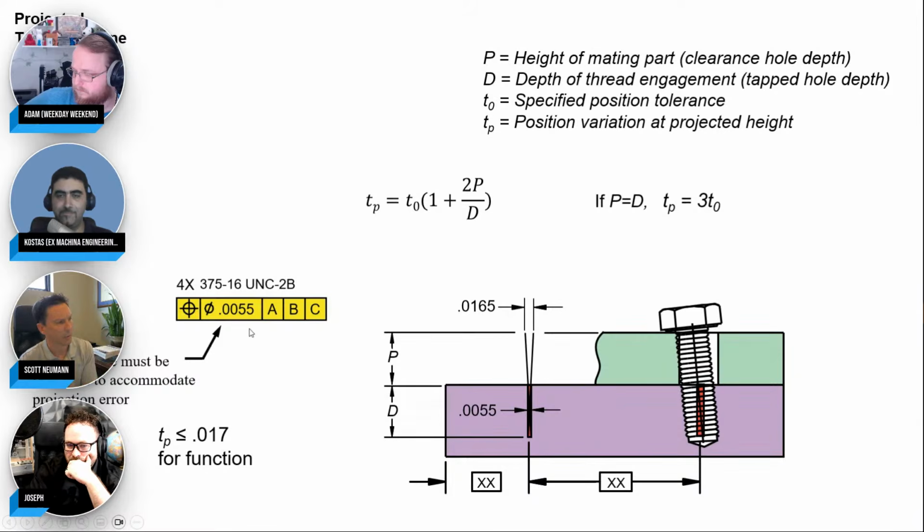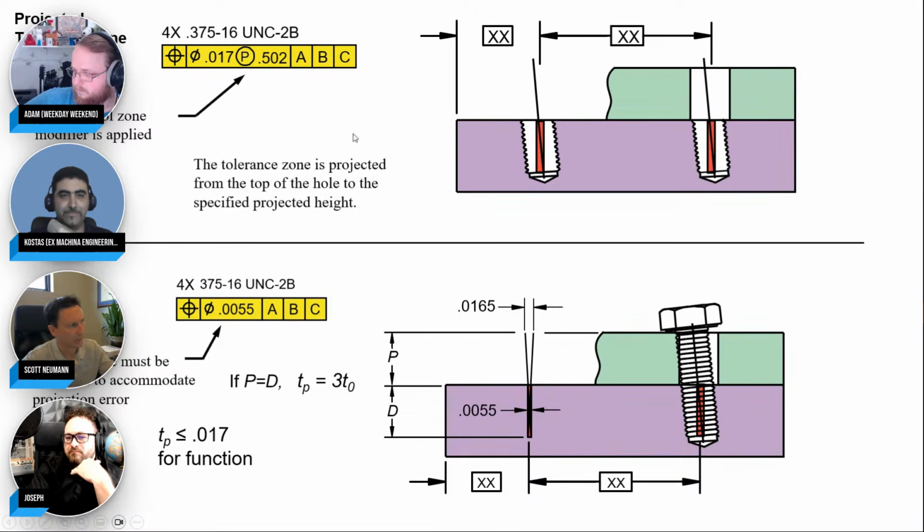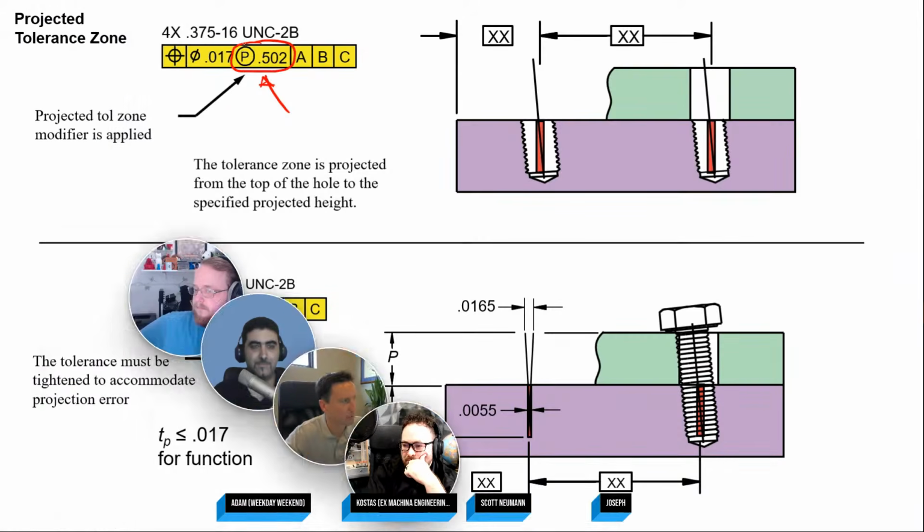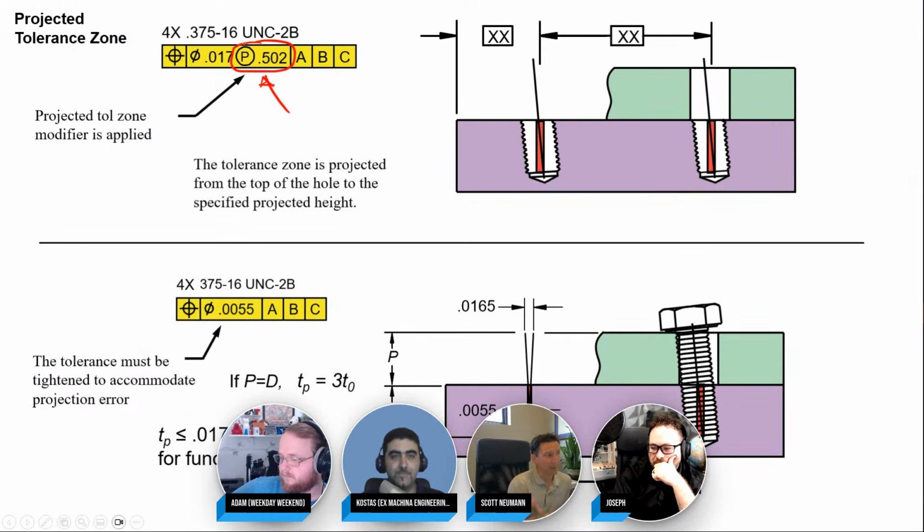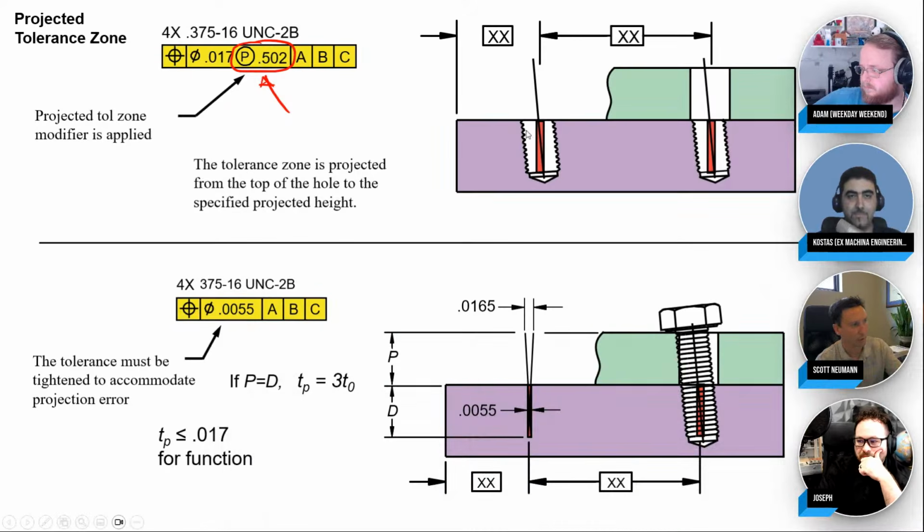But there's a better method, and that's to project the tolerance zone. So that's what this P modifier does. We call it a modifier because it modifies the tolerance zone, and I don't want it to extend the length of the feature anymore. I want it to be projected out of our threaded hole, and then you always specify a height, the 502, which is the thickness of the mating part. So watch the tolerance zone now. I'm going to modify it because now it's going to shift up, and now it's no longer existing down inside the threaded hole. It's now going to be shifted to be up here.